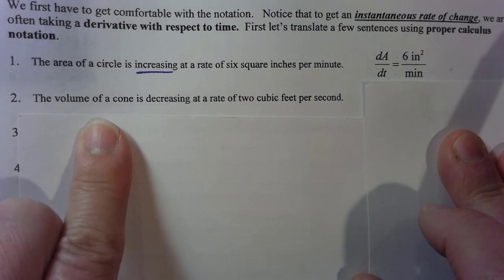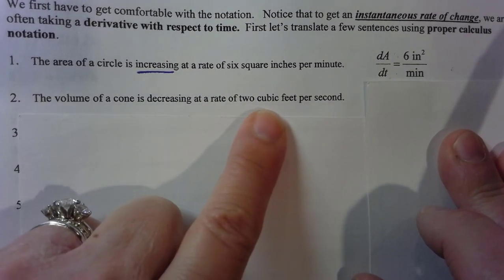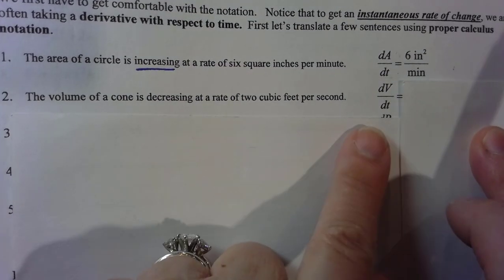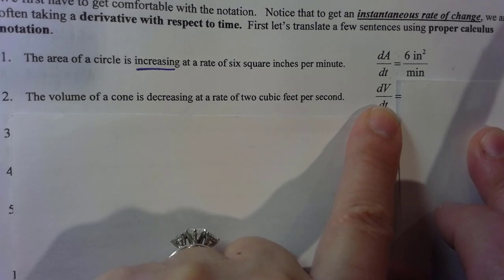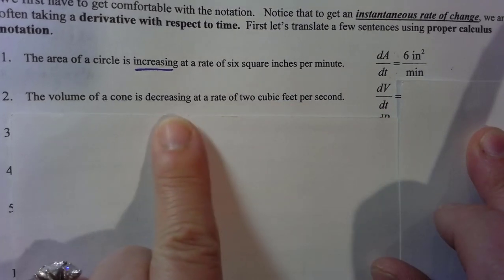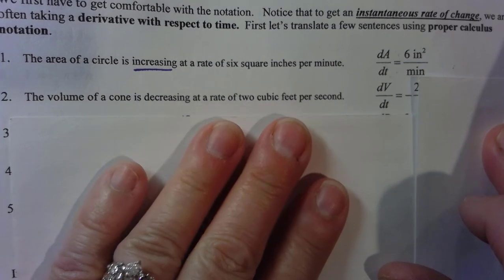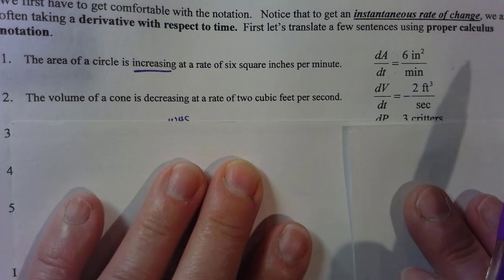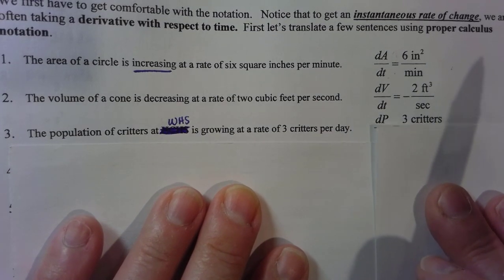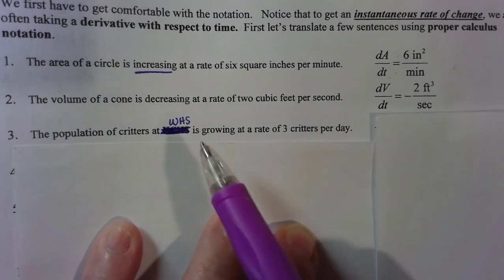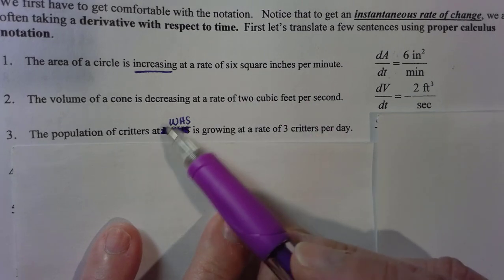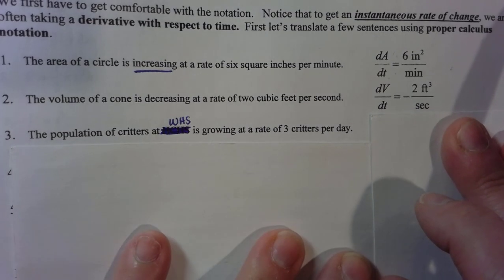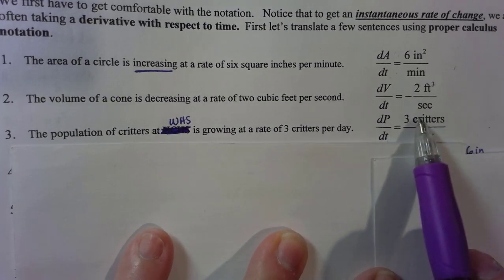The volume of a cone is decreasing at a rate of 2 cubic feet per second. Volume, dV dt, the change of volume with respect to time. Decreasing, negative, 2 cubic feet per second. Note the units, they matter. Population of critters at WHS, you have to change that, is growing at a rate of 3 critters per day out there in that prairie. dP dt equals 3 critters per day.